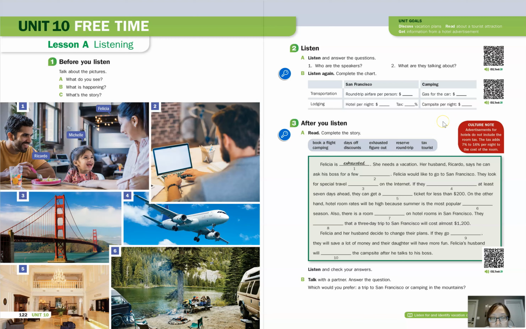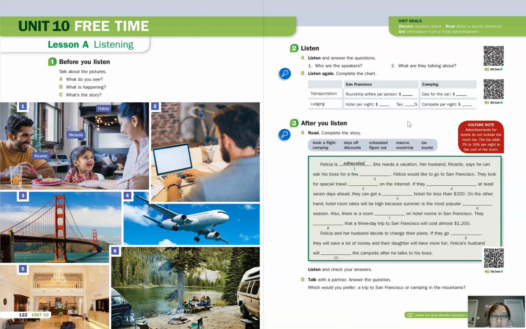So usually those are the main costs for a trip: transportation, lodging, and food. So, of course, for San Francisco, they would probably eat at restaurants and maybe at the hotel. So it would cost a lot of money because they would most likely have to eat out. But for camping, they would bring hamburgers to grill. So they would be grilling instead.